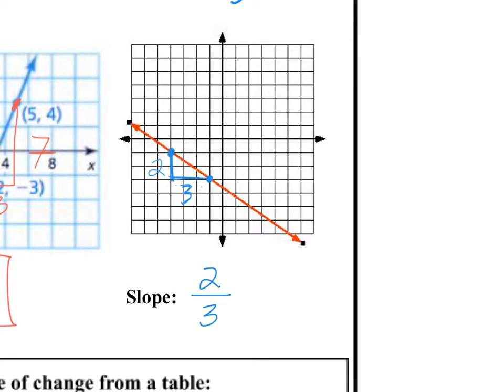And what would Slope Dude say on this slope? Nice, negative. From left to right, it goes down. Nice, negative. So this is negative 2/3. You have to put the negative sign or your answer is not correct.